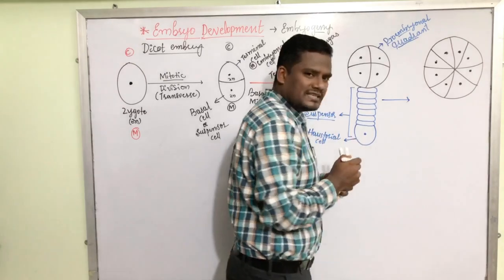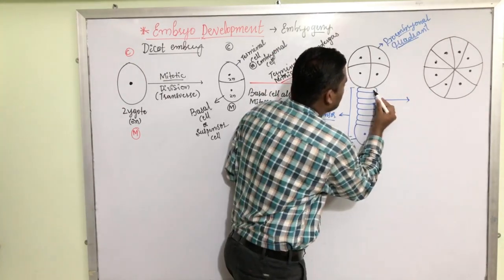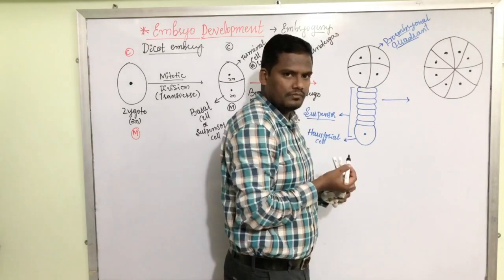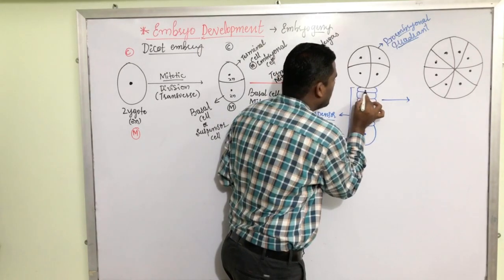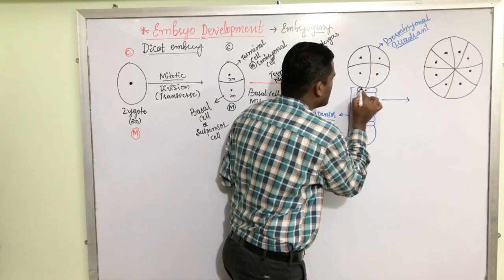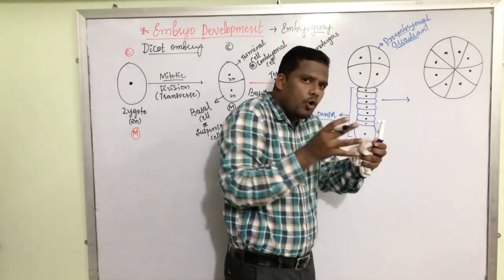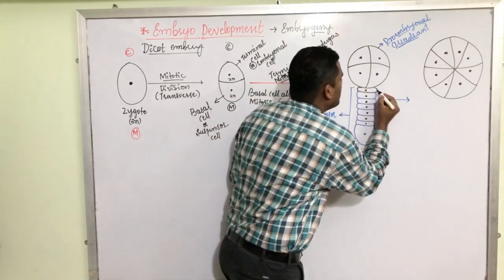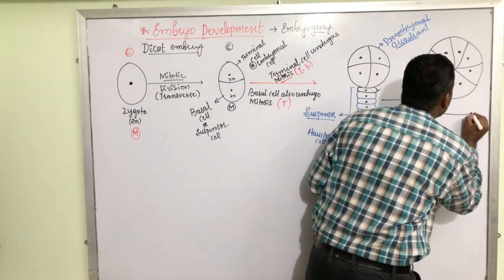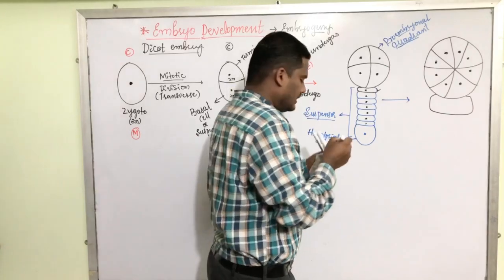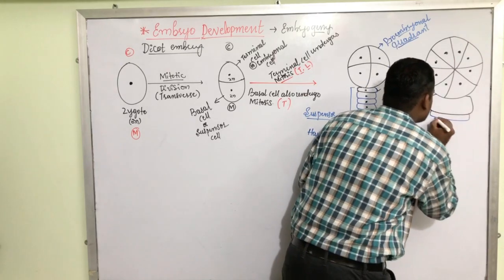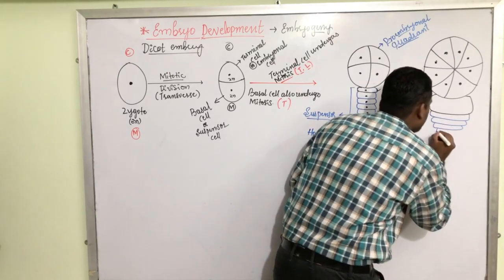Here the suspensor cell, the first suspensor cell which is in contact with the pro-embryonal quadrant, this cell I am talking about, grows in size and becomes bigger like this. The remaining cells remain in their respective size.